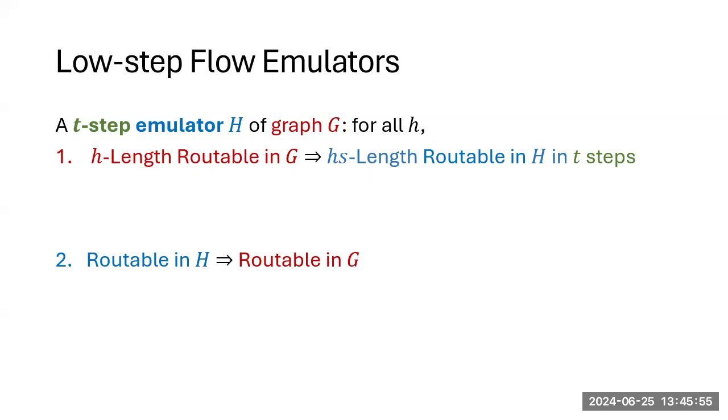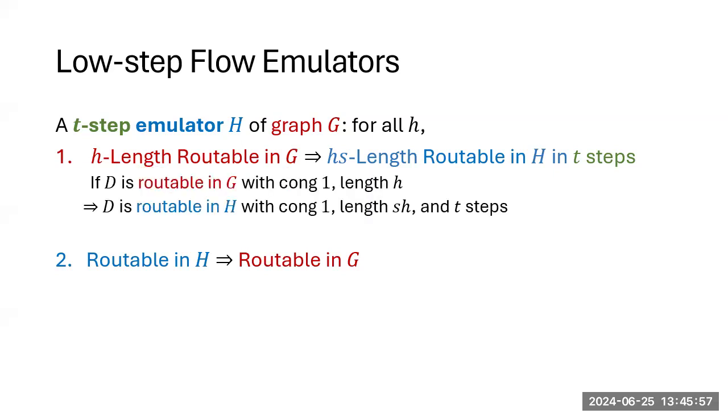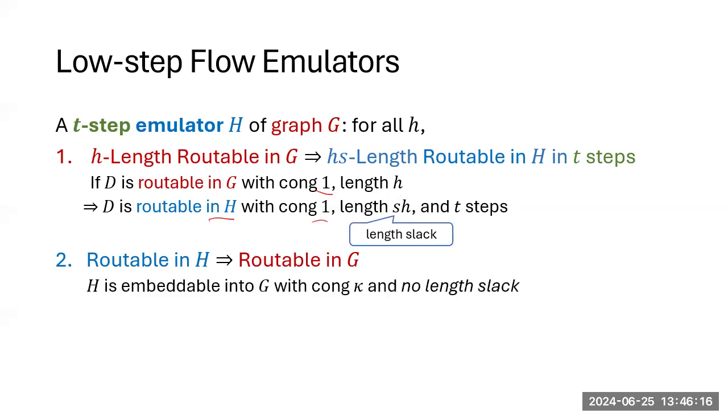So more formally, it means that if some demand is routable in G with congestion 1 and length H, then that demand is routable in H with congestion 1 and basically the same length, but with small step. S here is called length slack. Another direction is that H itself can be embedded into G with congestion kappa and no length slack. So you pay some congestion slack here.